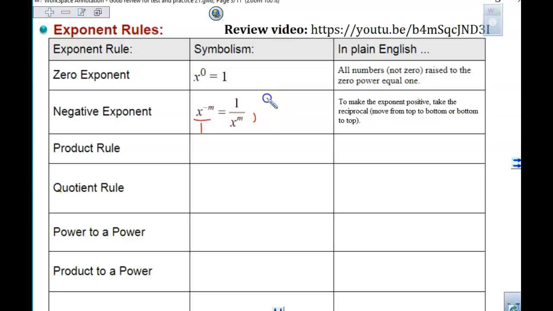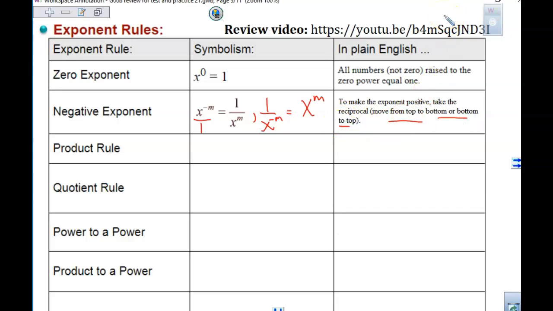This is the one that I always have people get mixed up. If x is to the negative m and it's in the denominator, taking the reciprocal just moves it to the numerator. It's just that x to the m. So it moves it from the top to the bottom or bottom to the top. So just be careful for that.